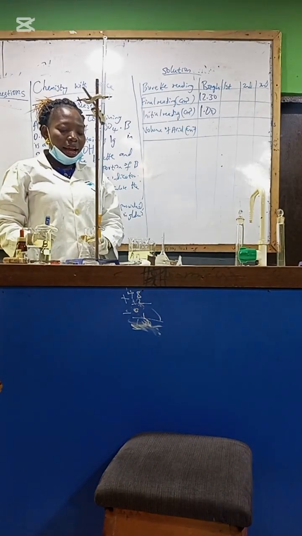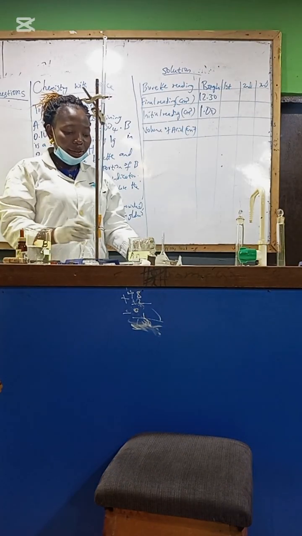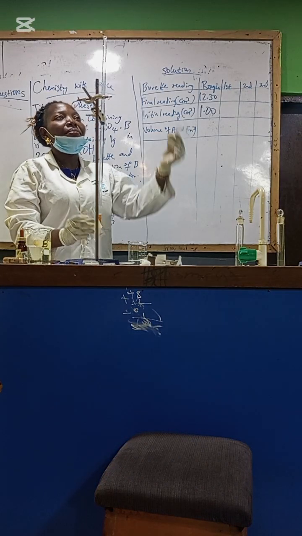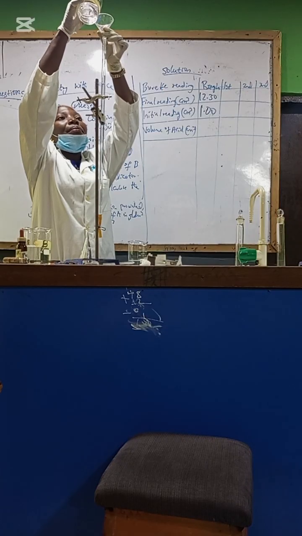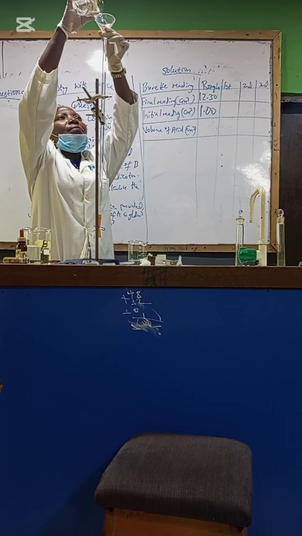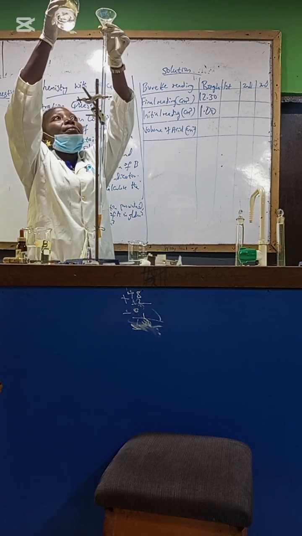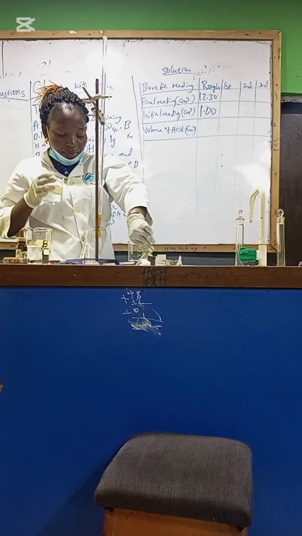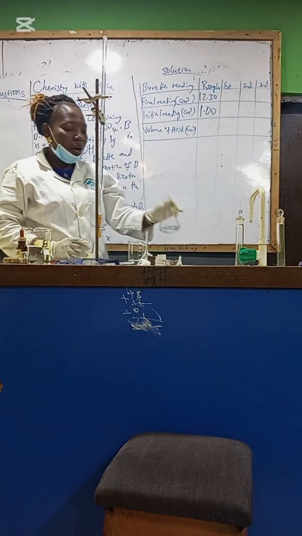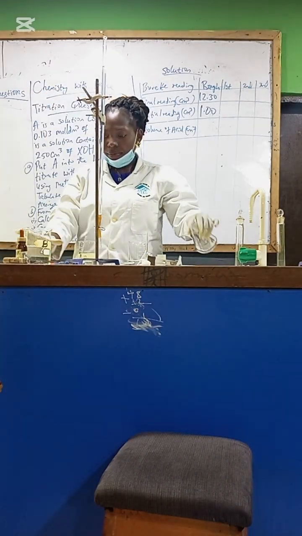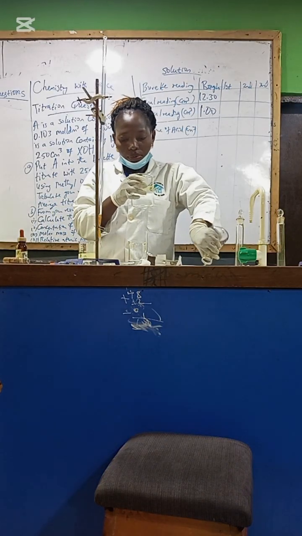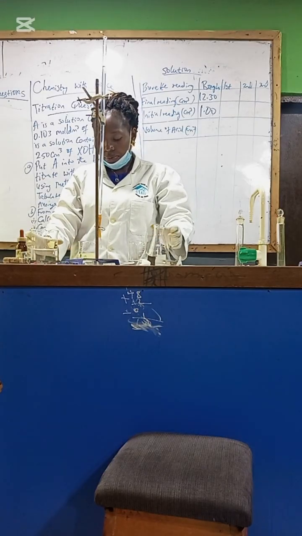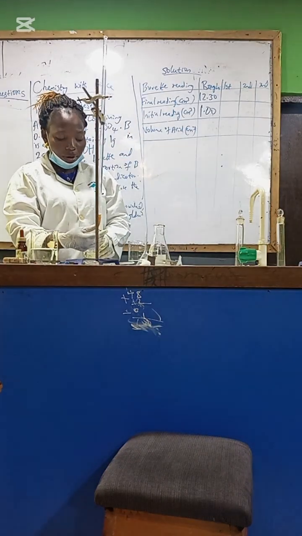Then I can decide to fill it up again with acid and continue from there. Then if I want, I can still decide to continue from there. This first one, I will discard it. Rinse the conical flask very well. This acid is more, I will reduce it.